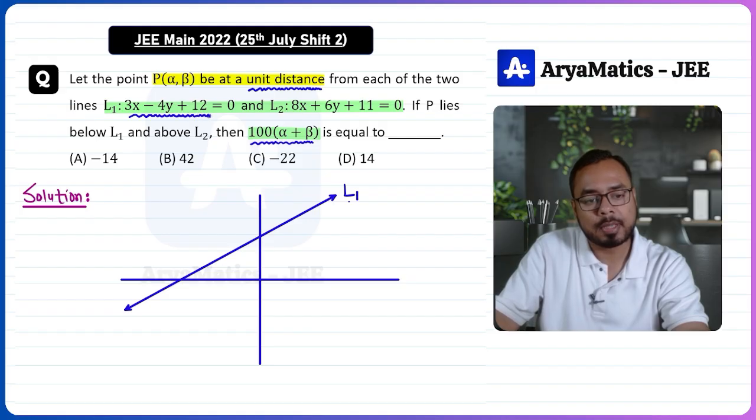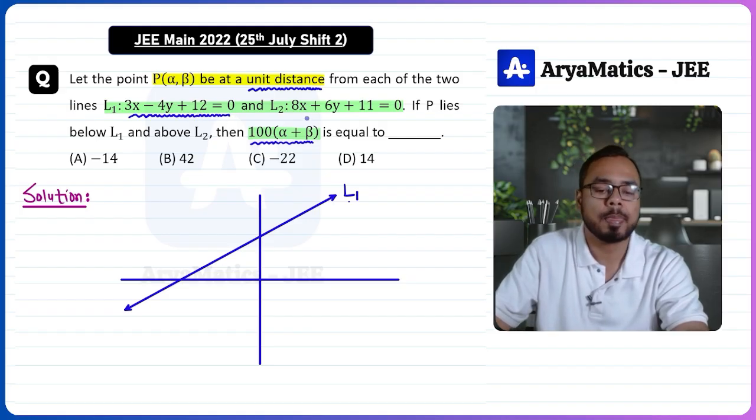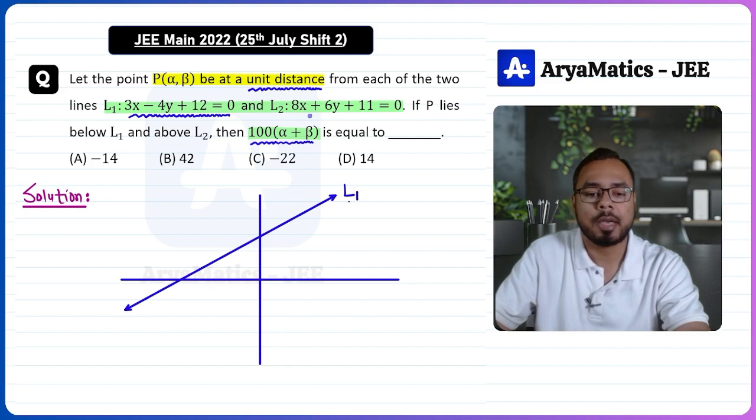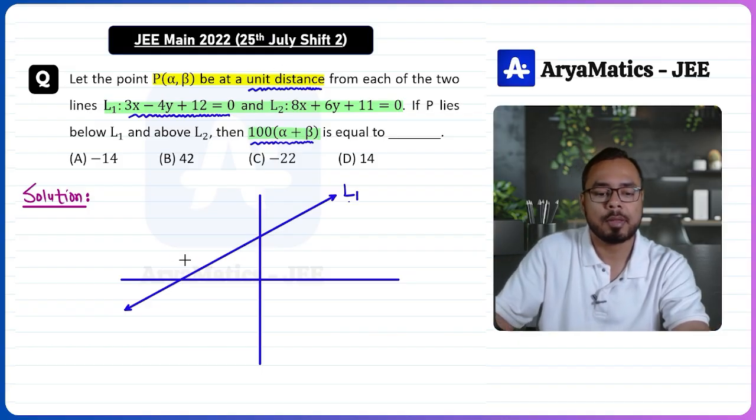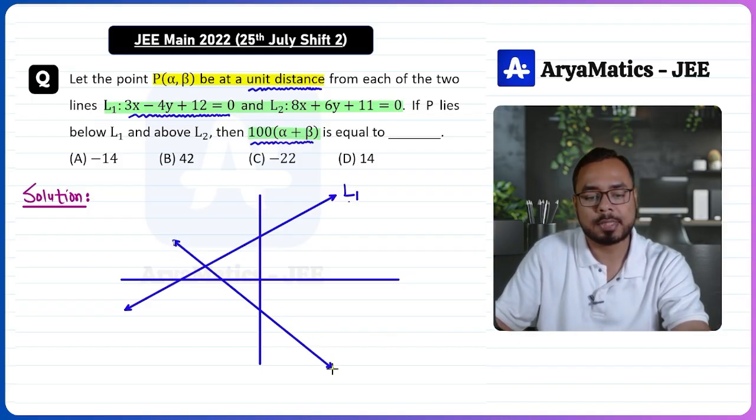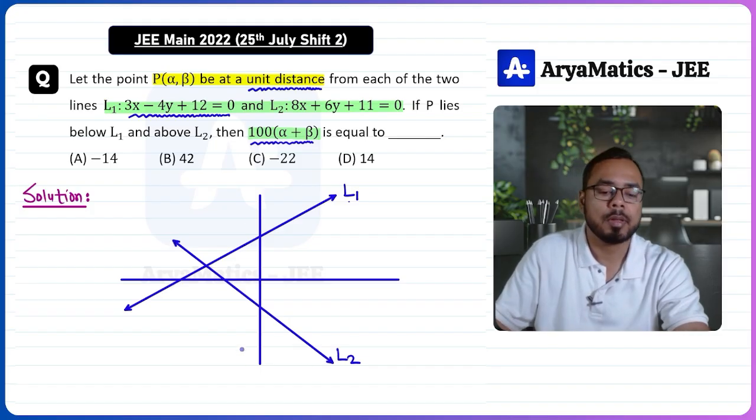For the second line, you can see that we have negative slope, minus 8 by 6. And when x is 0, y will be negative. When y is 0, x will be negative. So both x and y intercepts are negative, right? So let us say this is the second line L2. These are the two lines L1 and L2.